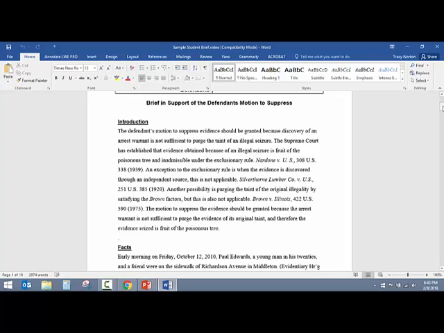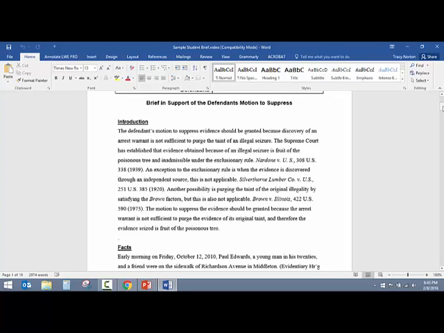is not sufficient to purge the taint of an illegal seizure. And then it goes on to give the explanation for that. The Supreme Court has established that evidence obtained because of an illegal seizure is fruit of the poisonous tree and inadmissible under the exclusionary rule. That's the general rule under which all of this analysis falls. That's well stated. That's fine.